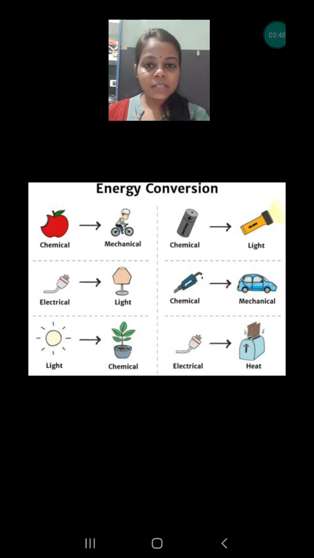Downside, you are seeing the sun. With the help of the sun, plants make their food and store it in the form of chemical energy. So light from the sun is converting into chemical energy in the plant. In the same way, petrol used in different types of vehicles is an example of chemical energy. Petrol has chemical energy, and with the help of petrol the vehicles run, that means the chemical energy in the petrol is converting into mechanical energy in the vehicle.